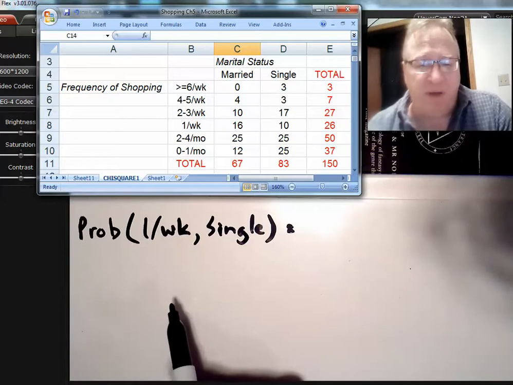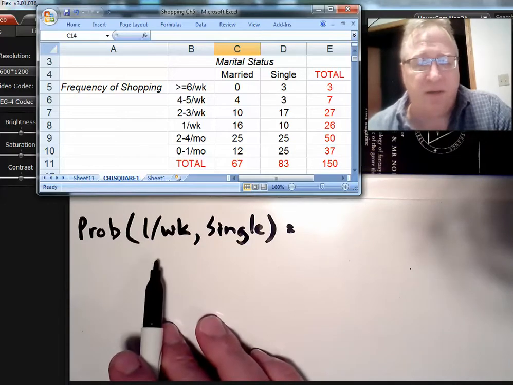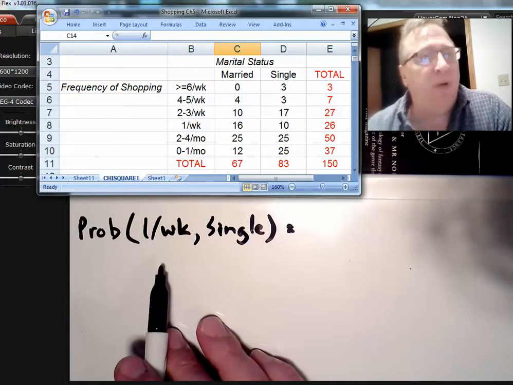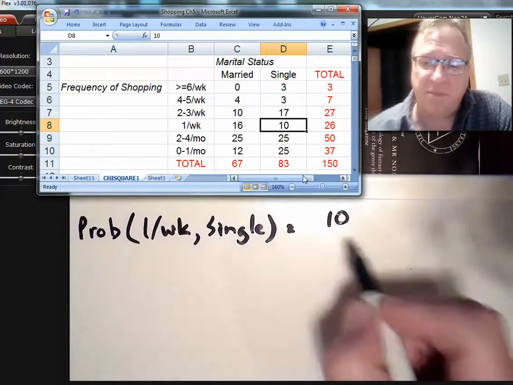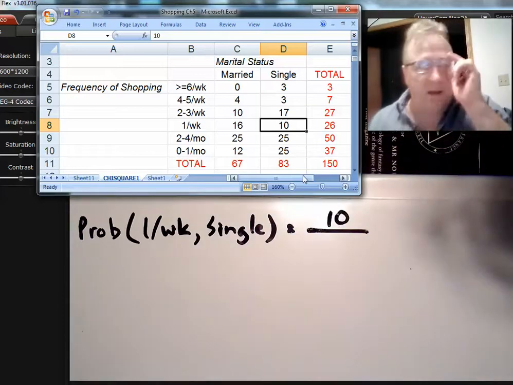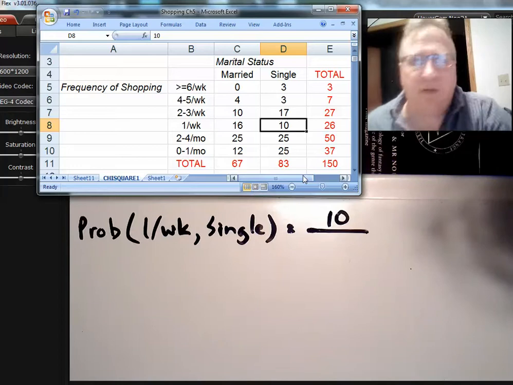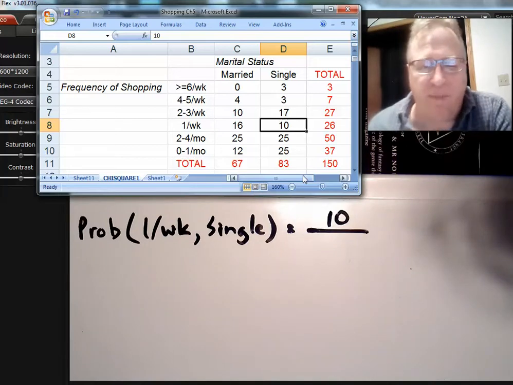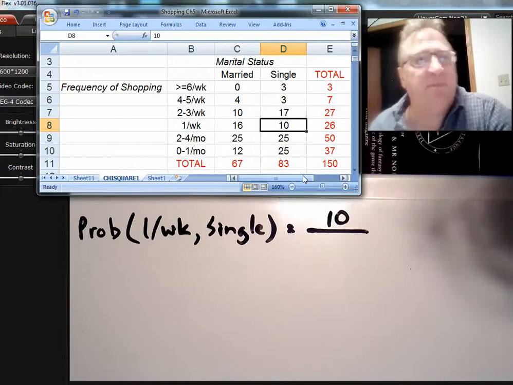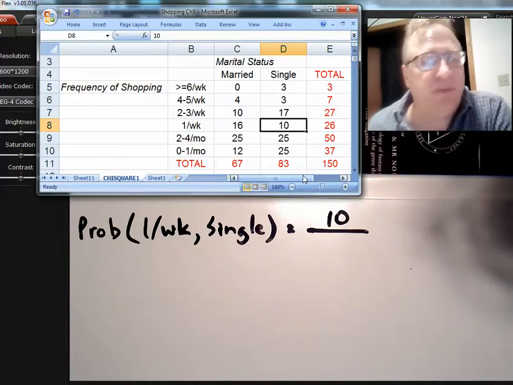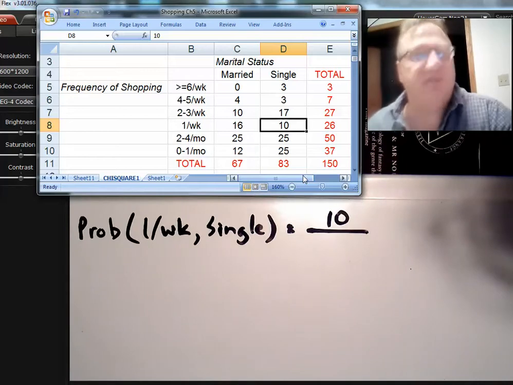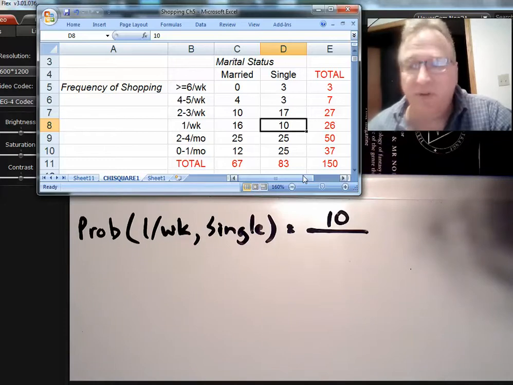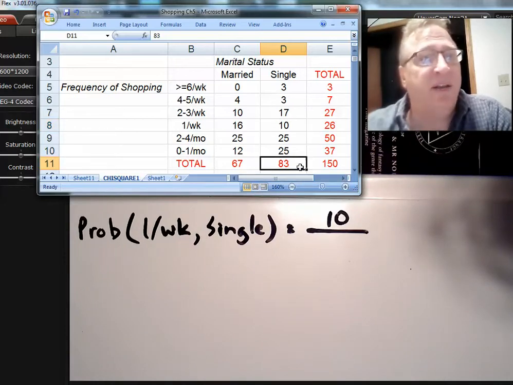So, how many people in our survey said they go to the mall once per week? How many favorable outcomes do we have? Well, in terms of probability, let's see. We're looking for once per week and single. That would be this 10. All right, here's the tricky part. How many total possible outcomes are there, given that we're looking for people who are single who go to the mall once per week? Well, you might be tempted to write 150, but that would be incorrect. Because we've limited ourselves to single people, we need the total number of single people, and that's 83.